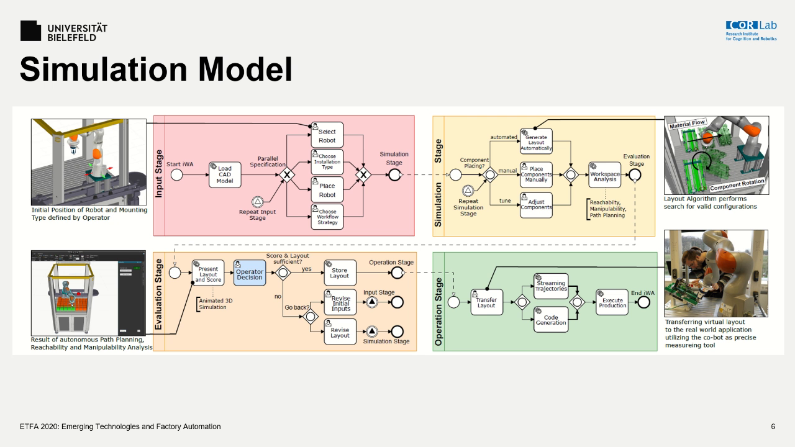Now let's take a closer look at the simulation model. The simulation model is expressed in the BPMN notation, which is used to describe workflows. Here we can combine the technical model with the user model. We can see that user activities are combined with some automated activities performed by the system. In our systems, we use BPMN to describe workflows as well as to program the robot. Here in the simulation model, we have expressed the input stage, simulation, evaluation, and of course, the operation stage.